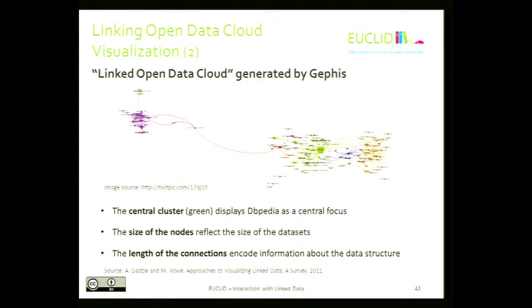For example, there is GEFIS, where you basically have the same kind of story. You have in the central part DBpedia, and going out from DBpedia, you have all these data sets that are related to it. And like in the handcrafted picture, the size of a node here represents the size of a data set.